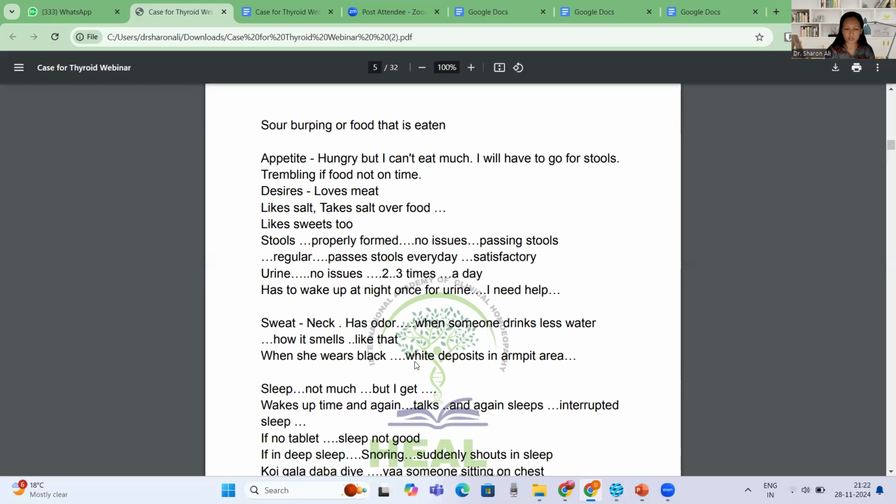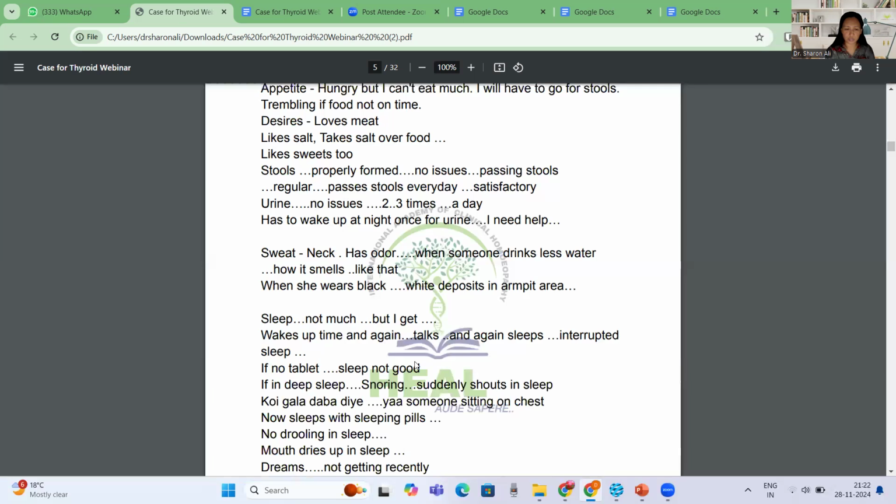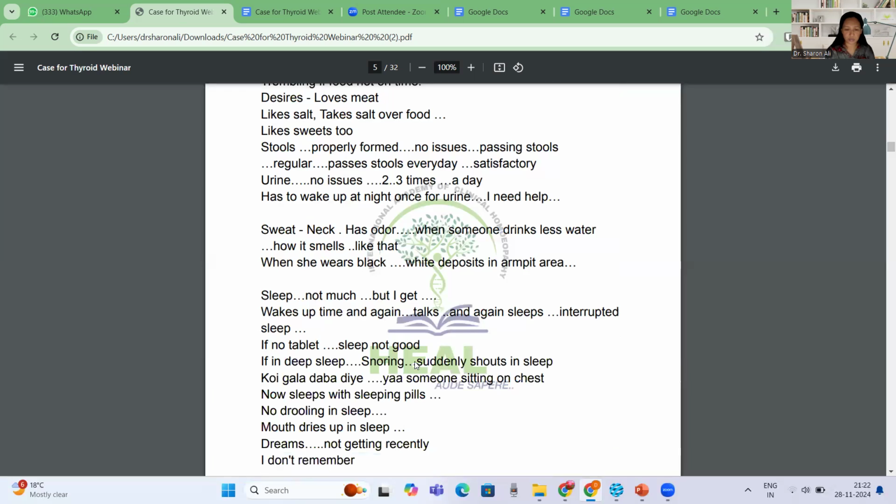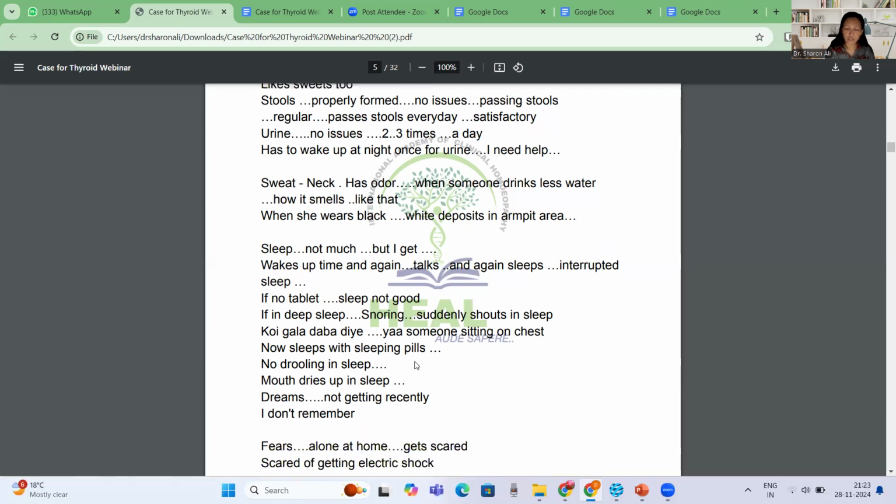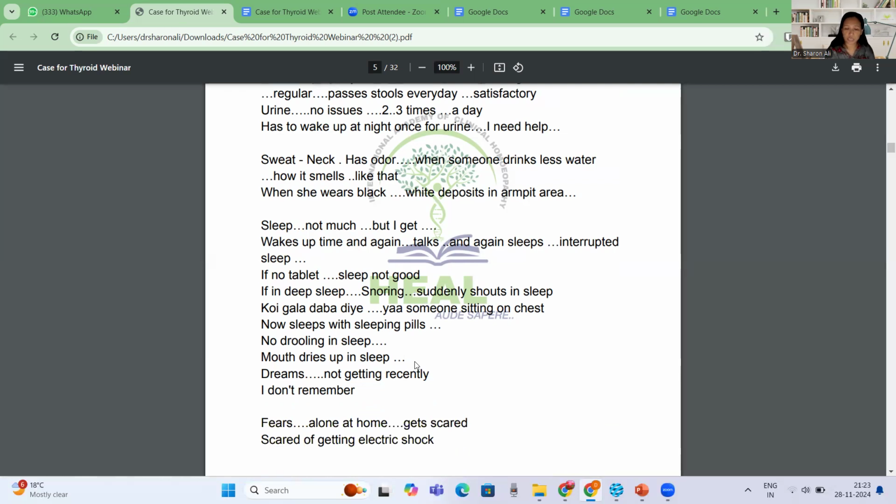Sweat is slightly offensive and it has a deposit. Sleep is disturbed, interrupted. Has to take a sleeping tablet. And if she snores, then she suddenly shouts in her sleep. She feels as if someone is, what do you say, throttling her. Okay. And as if someone is sitting on the chest, but she sleeps with sleeping pills, otherwise she does not get sleep. Mouth dries up in sleep.